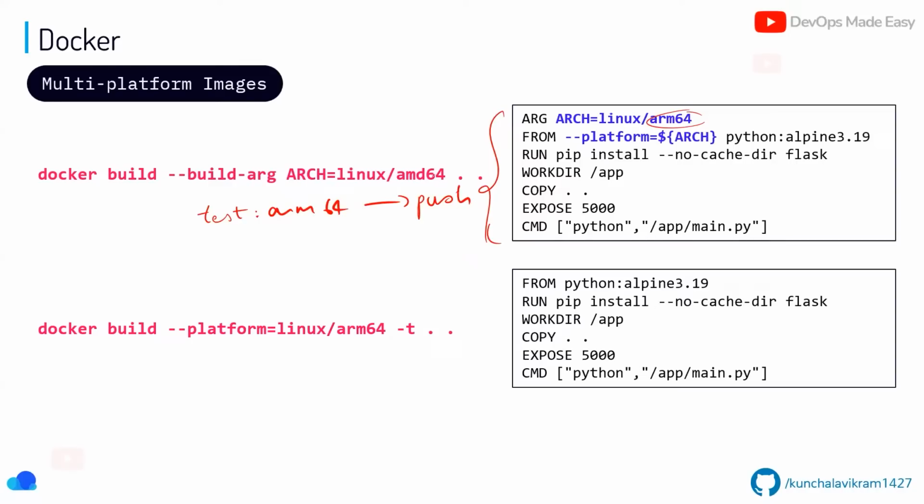The next time I build AMD64, for my easy reference I'm just calling it the AMD64 tag, just for my understanding, guys. And then I push it. But what will happen if you do it like this is you will see these images as two separate entries in your Docker Hub.